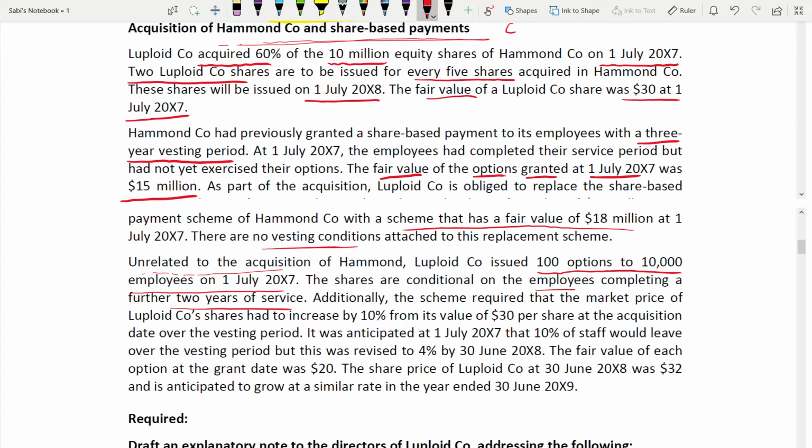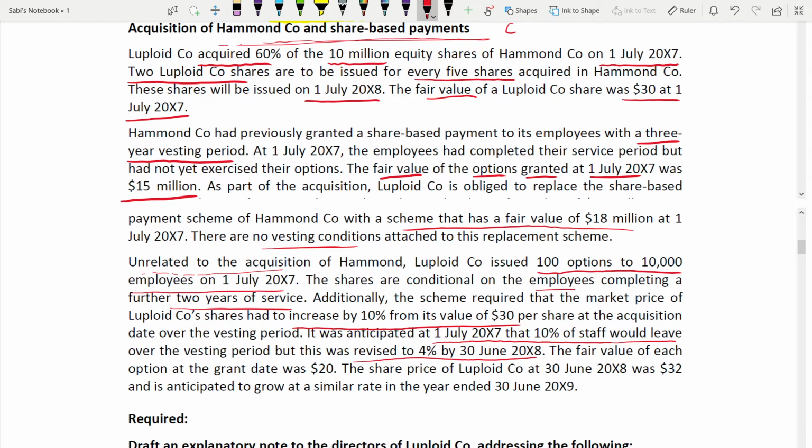Additionally, the scheme required that the market price of the Luploid share had to increase by 10% from its value of 30 per share at the acquisition date over the vesting period. This is what the scheme required. It was anticipated by 1st of July that 10% of the staff would leave over the vesting period, but this was revised to 4% by 30th June 2008. That is after a year.